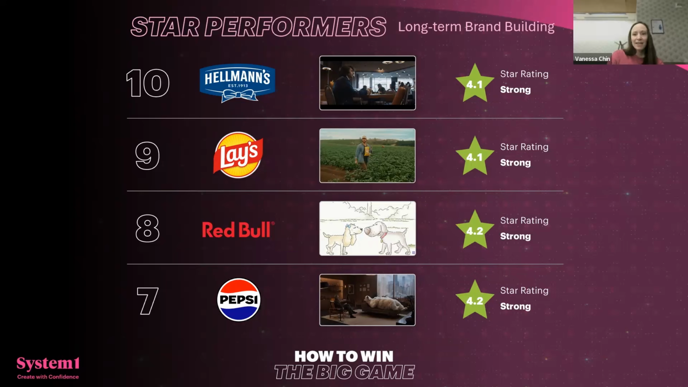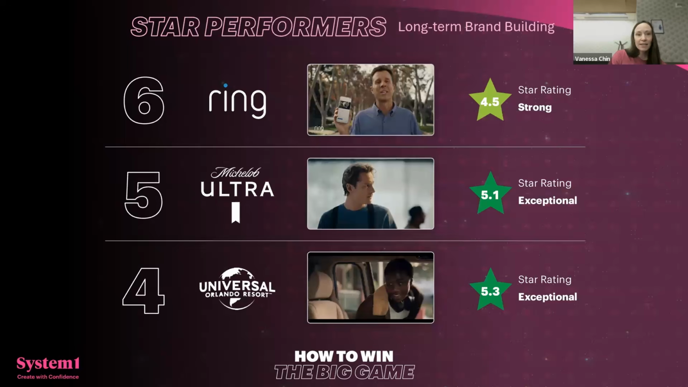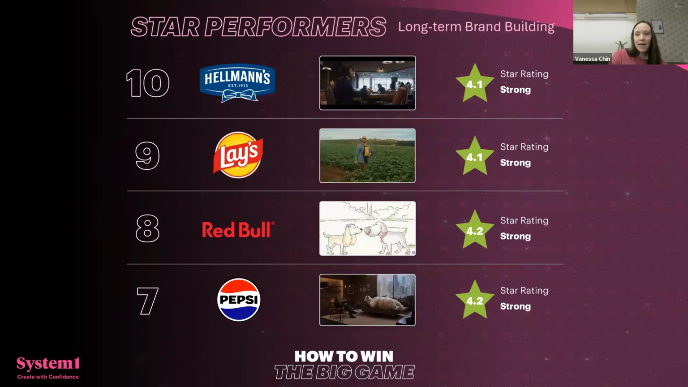Going into number 7 is the very talked about Pepsi. This was done by PepsiCo's content studio and BBDO, and it's called The Choice. At number 7, it's really an interesting one. There's been a lot of buzz online about them borrowing assets from Coke and whether or not this is a distinctive enough ad for Pepsi. And the short answer is it absolutely is.